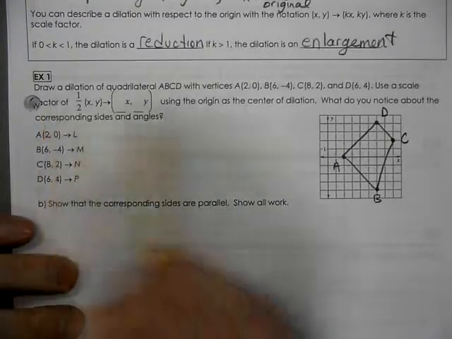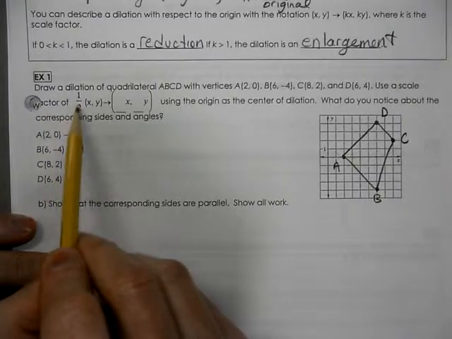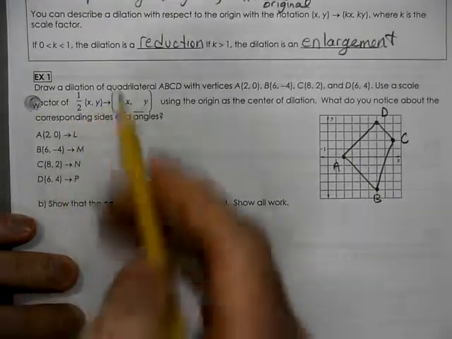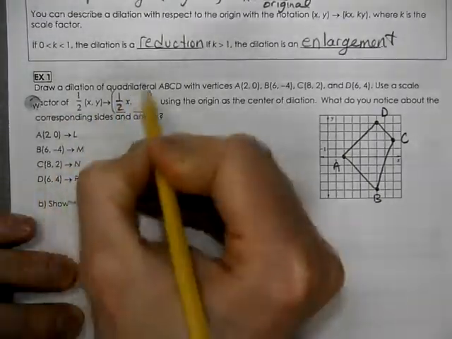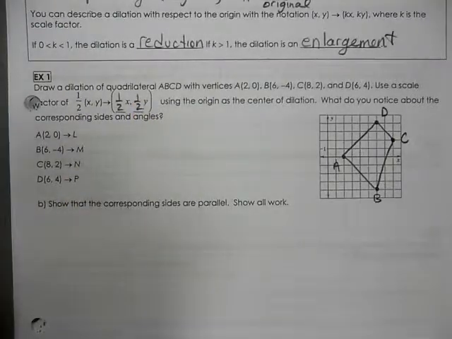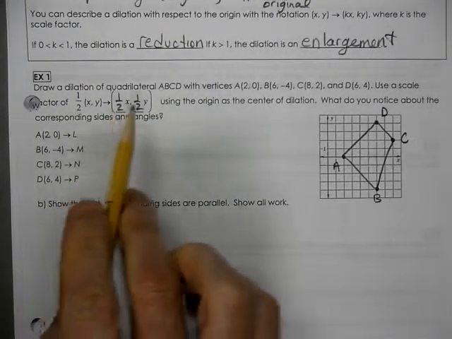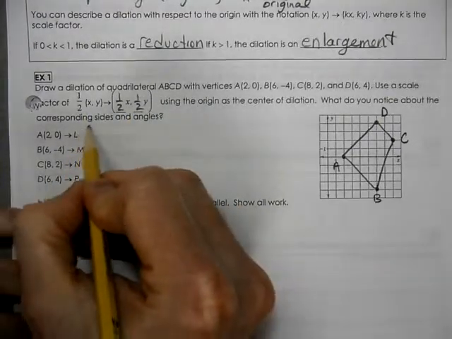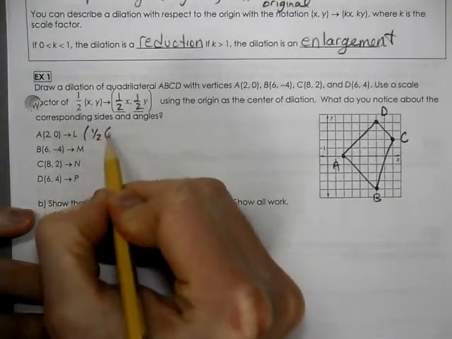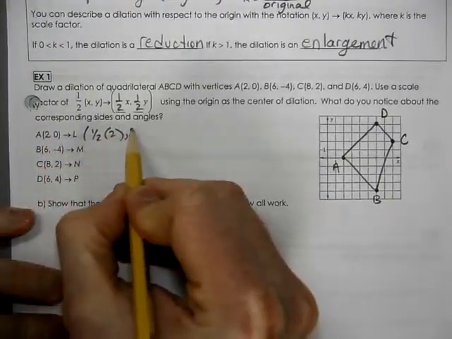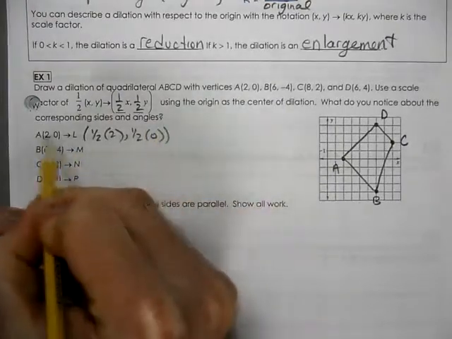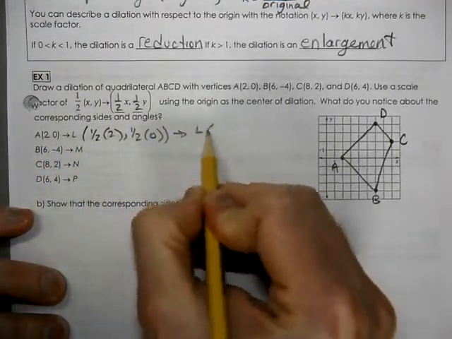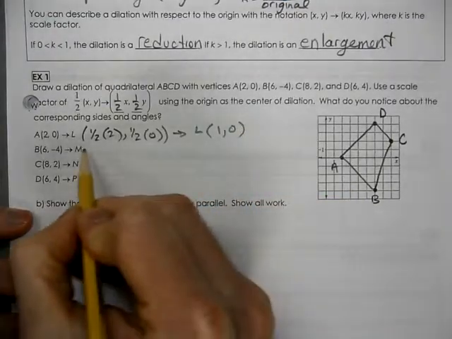The scale factor in this case is a half. So we're going to take our rule, multiply the x by a half, and multiply the y by a half. This is going to do a dilation with the center at the origin. If you're ever multiplying your coordinates like this, it's always from the origin. So we take our half and multiply it to the 2, and then our half and multiply it to the 0. That's going to give us an L of (1, 0).